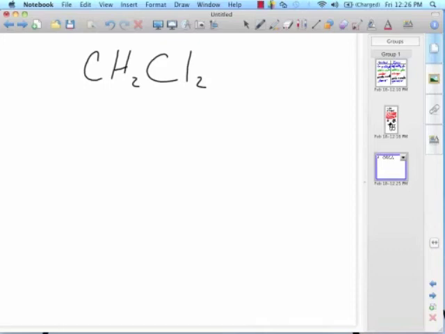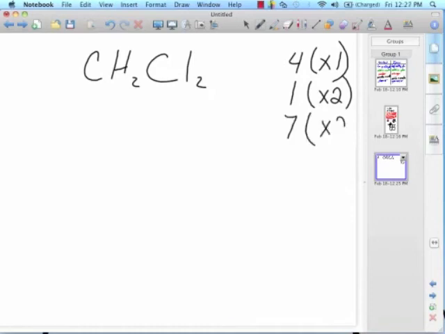How many valence electrons do I need? Well, I have carbon, and carbon has how many valence electrons? 4. And there's 1 of those. I've got hydrogen, it's got how many? 1. There's 2 of those. Chlorine is how many? 7. It's in group 17, so it's got 7, and there's 2 of those. So how many is that? It's 20, right?